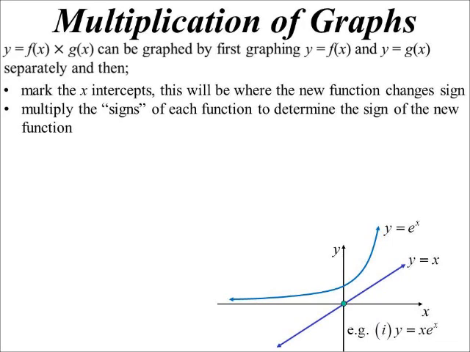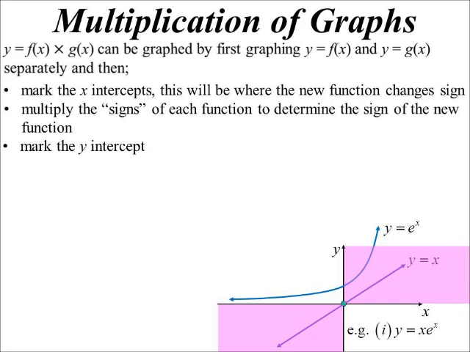I want to see, is it going to be positive or negative? So I just look at the original curves. So over here, y equals e to the x is positive, y equals x is negative. Positive times negative is negative. So I know the curve will be down there somewhere. I've got to end up with negative numbers. When I go on the right-hand side of that x-intercept, everything's positive in both curves. Positive times positive will give me a positive. So I know I'm in that section there.